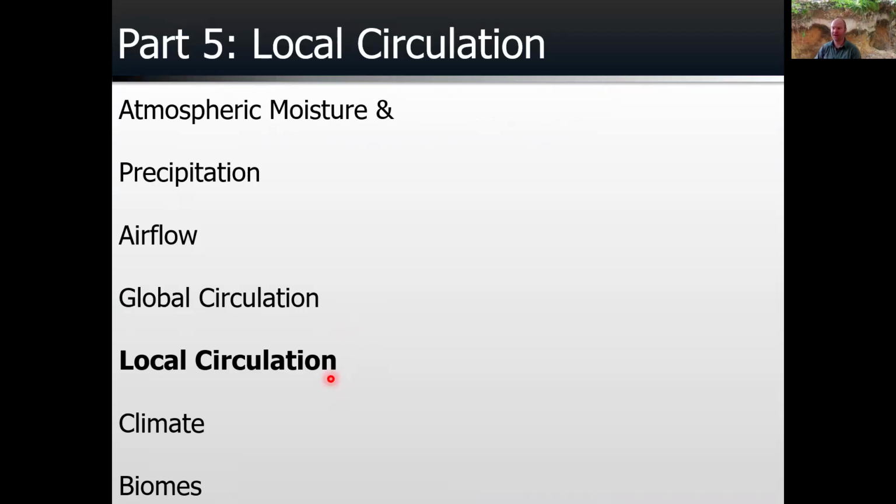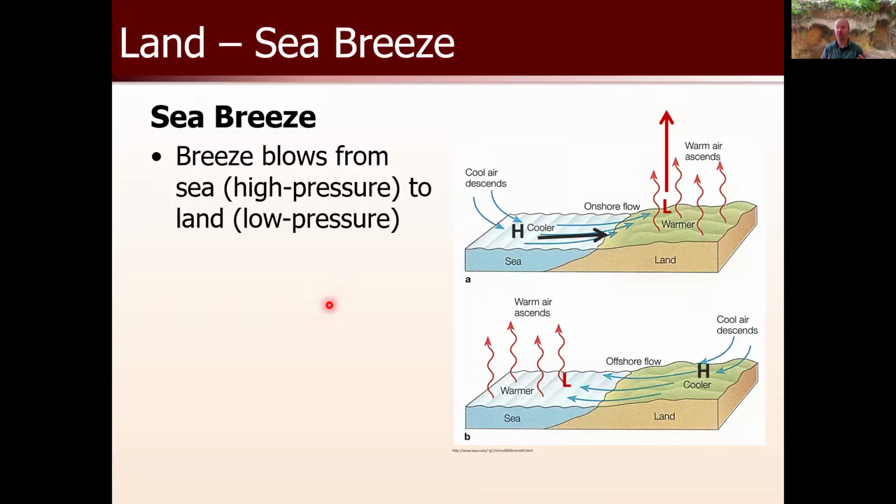So now let's examine some of these similar processes and the reasons why these circulatory systems occur, but now we're going to bring it to a local scale and think about both sea breezes and land breezes.